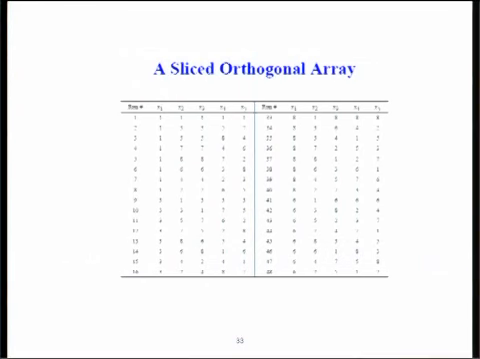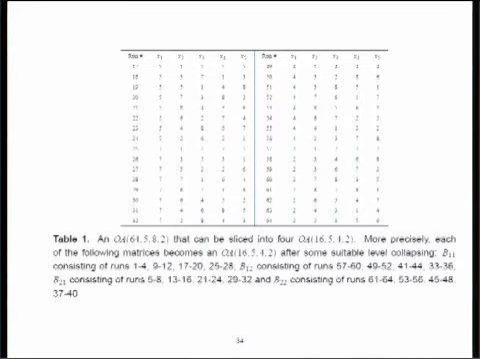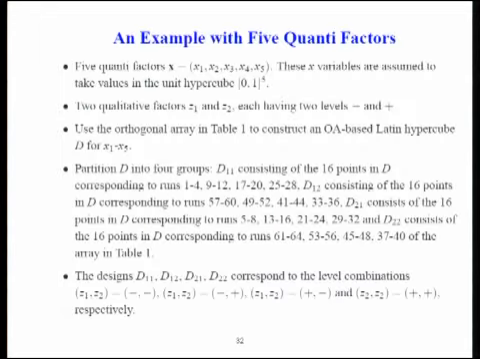If you divide this orthogonal array into 4 parts, the first one considers rounds 1 to 4, 9 to 12, 17 to 20, 25 to 28. This part becomes an orthogonal array after level collapsing. The other parts also have the same property. Based on this, we get an OA-based Latin hypercube from this orthogonal array.